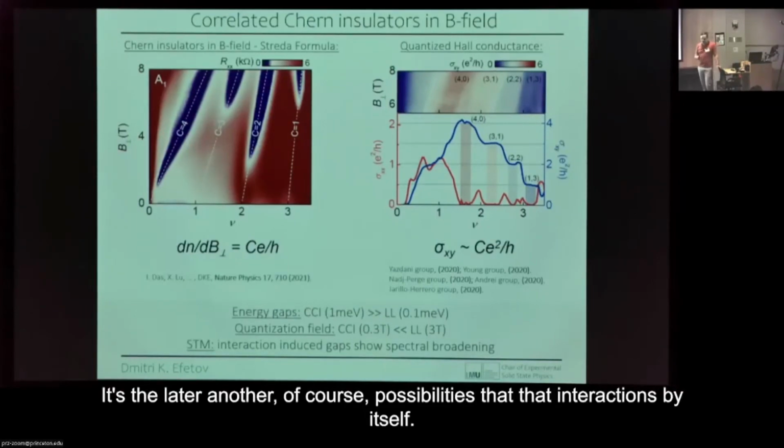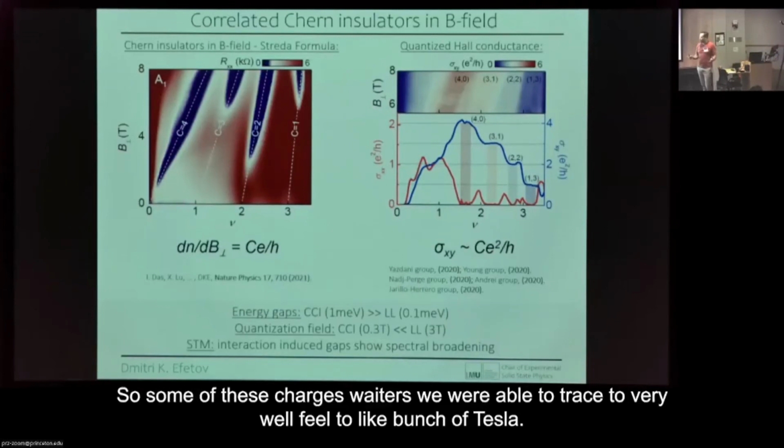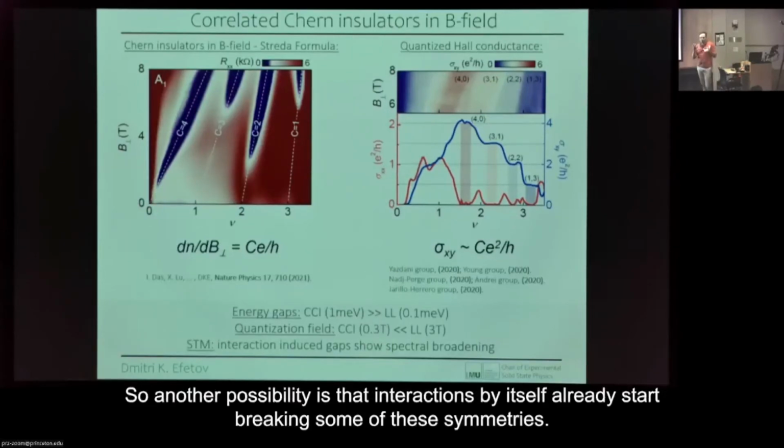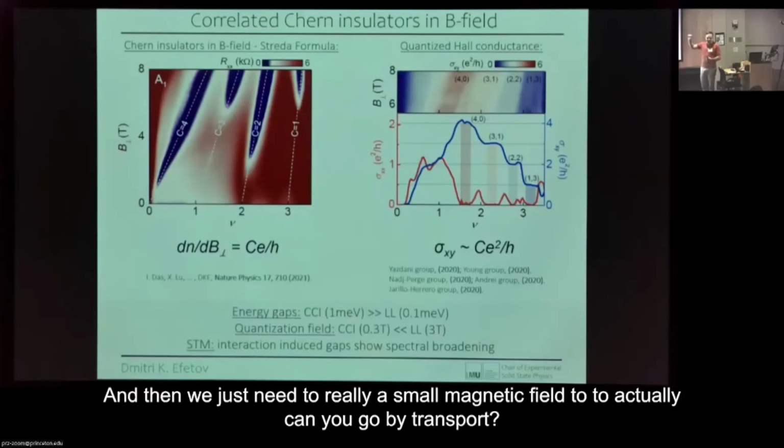Another possibility is that interactions by themselves. So some of these Chern insulators we were able to trace to a very low field, like 0.3 Tesla or so. Another possibility is that interactions by themselves already start breaking some of these symmetries, and then we just need a small magnetic field to actually completely polarize it.